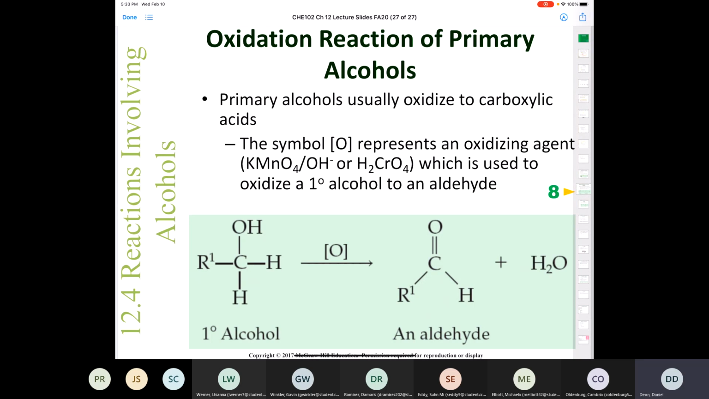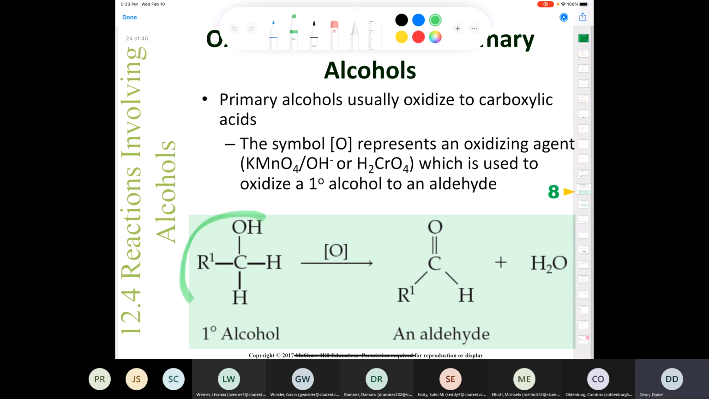If we take a primary alcohol, and how do we know that this is a primary alcohol right here? We know it because the carbonyl carbon, which is this carbon I'm circling in red, is attached to only one R group. Right? If my carbonyl carbon was attached to two R groups, it would be a secondary alcohol. And if it was attached to three R groups, it would be classified as a tertiary alcohol. So specifically, when you take a primary alcohol and you oxidize it.